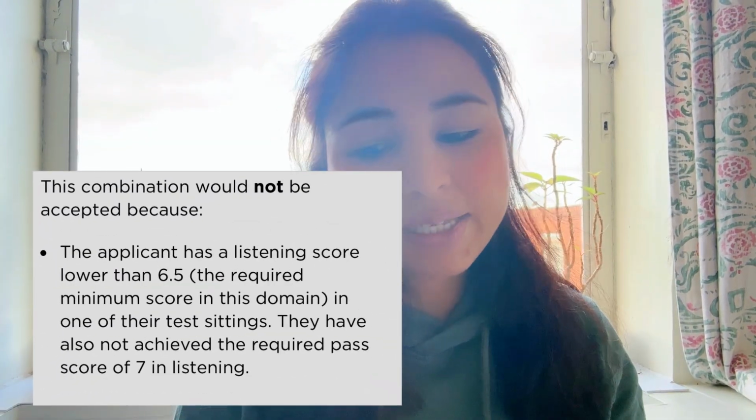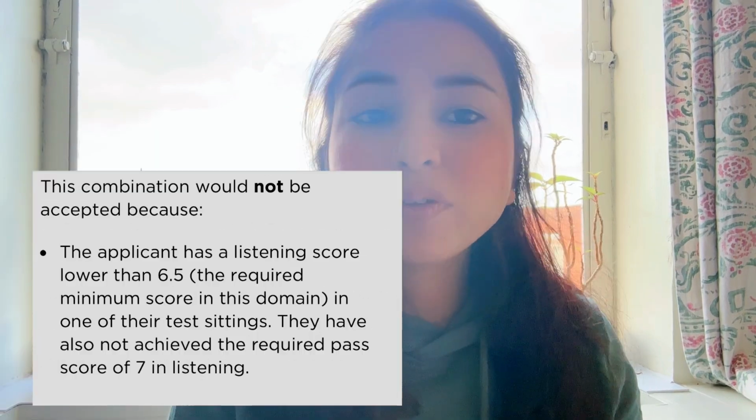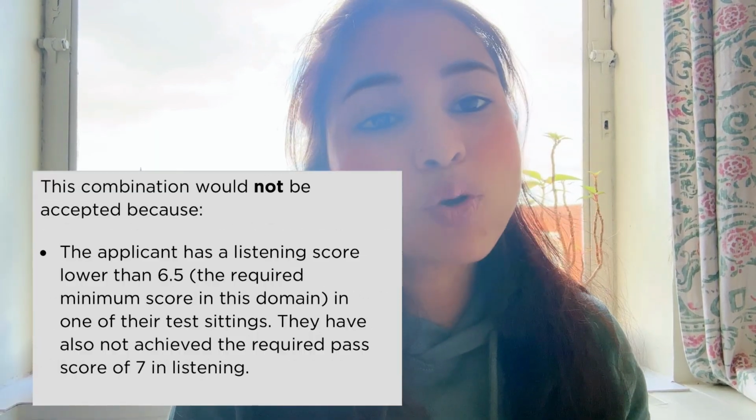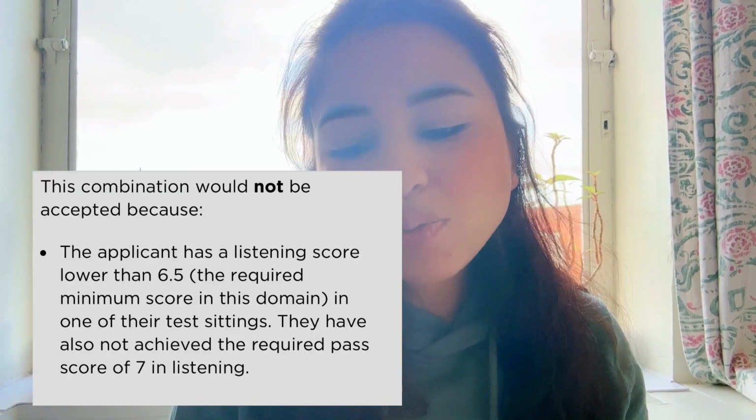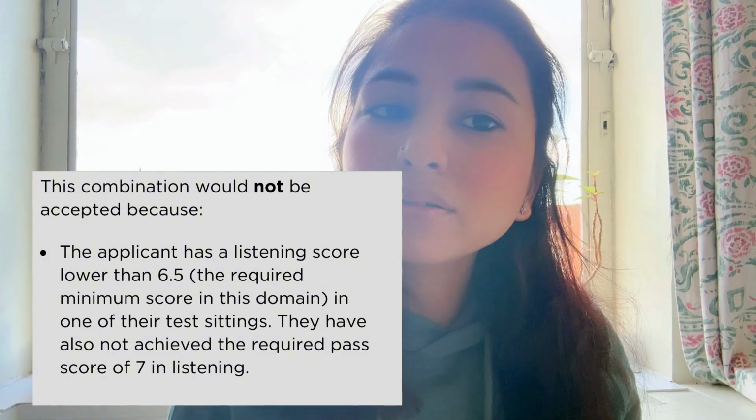In reading, the candidate managed to get 7. In writing, the candidate has got 7.5, and in speaking, the candidate has got 7.5. So if in listening the candidate would have got a 7, the clubbing would definitely have been accepted. But here, the clubbing would not be accepted because the applicant has a listening score lower than 6.5. The required minimum score is a 7. So that's why the clubbing is not accepted.